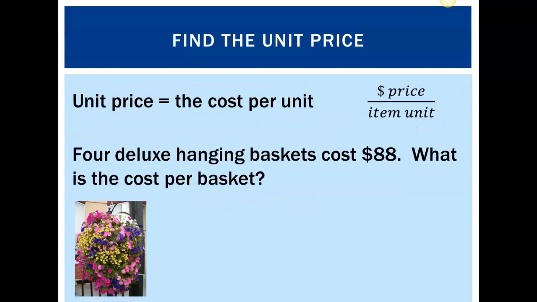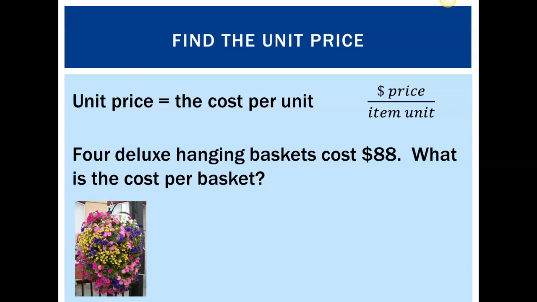Whenever you're finding the unit price, we are finding the cost per unit. When you're asked for unit price, the price of the item will go on top and the item unit will go on the bottom. Sometimes word problems are not written in this order, so it's important to know that it's price divided by unit. 4 deluxe hanging baskets cost $88. What is the cost per basket?